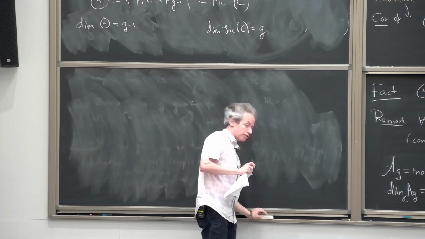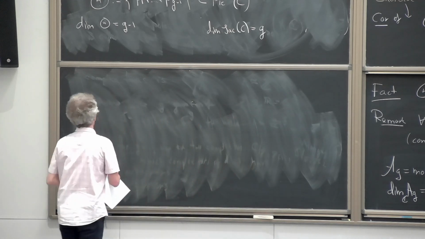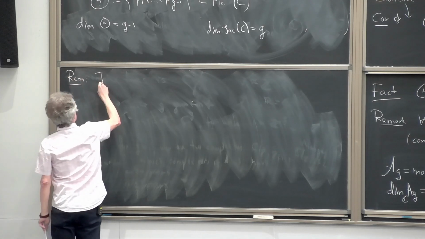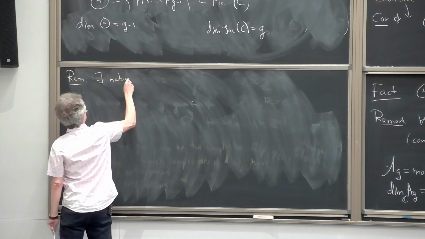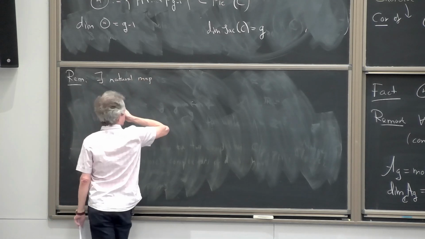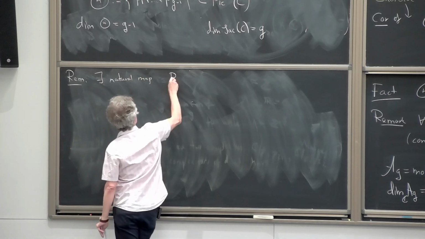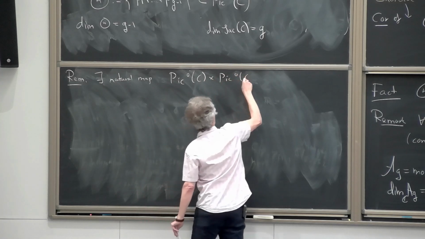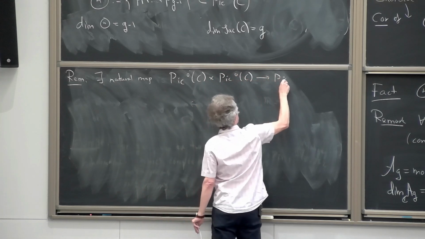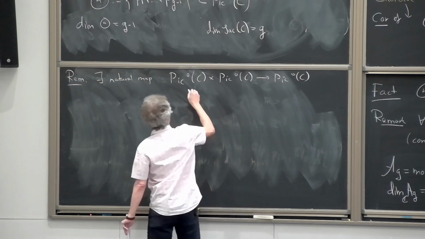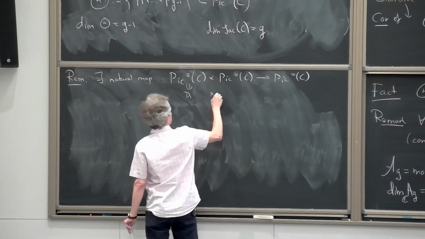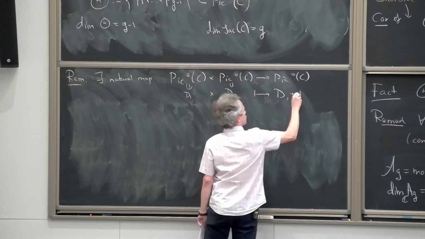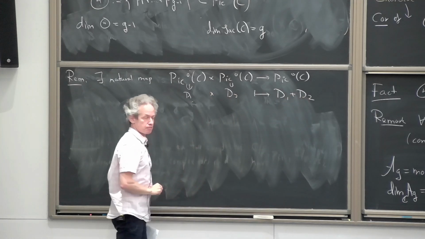So I'll make one apologetic remark about that, and then I'll forget it. Remark: there exists a natural, canonical map Pic^n(C) × Pic^n(C) → Pic^n(C), which is just the sum of two divisors, right? So I take a divisor D1 here, and I take a divisor D2 here, and I send it to the sum of two divisors.